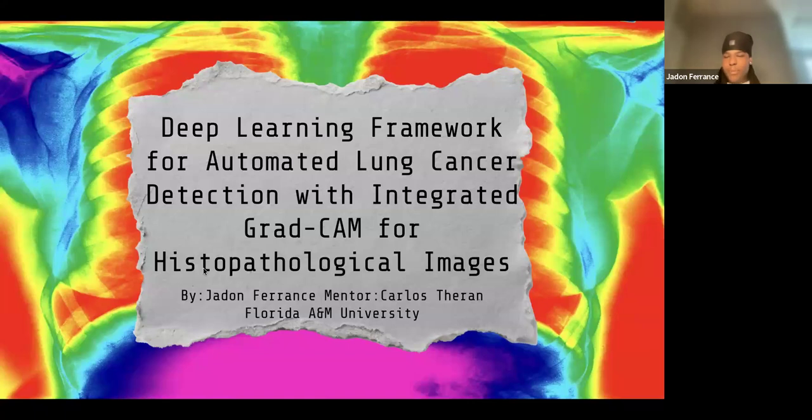Alrighty. Good afternoon, everyone. My name is Jadon Ferrance, and my mentor was Carlos Terán. And today I'll be presenting my research on a deep learning framework for automated lung cancer detection using histopathological images with integrated Grad-CAM to improve model interpretability and trust in clinical decision making.